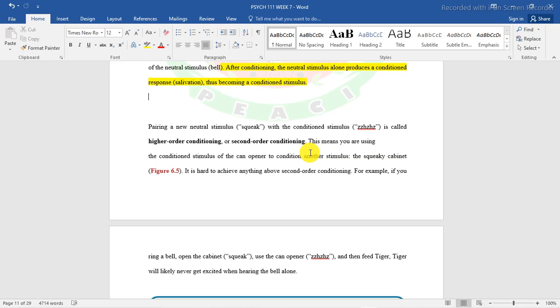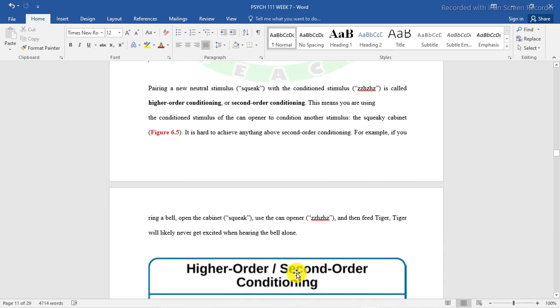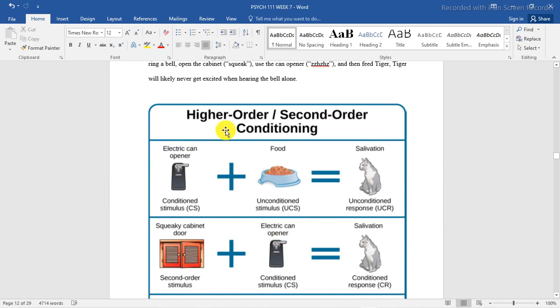It is hard to achieve anything above second order conditioning. For example, if you ring a bell, open the cabinet squeak, use the can opener, and then feed the tiger, it will likely never get salivated when hearing the bell tone. So, yan yun. Example ito ng higher order or second order conditioning. Electric can opener, yan yung conditioned stimulus natin, plus food, and conditioned stimulus equals salivation.